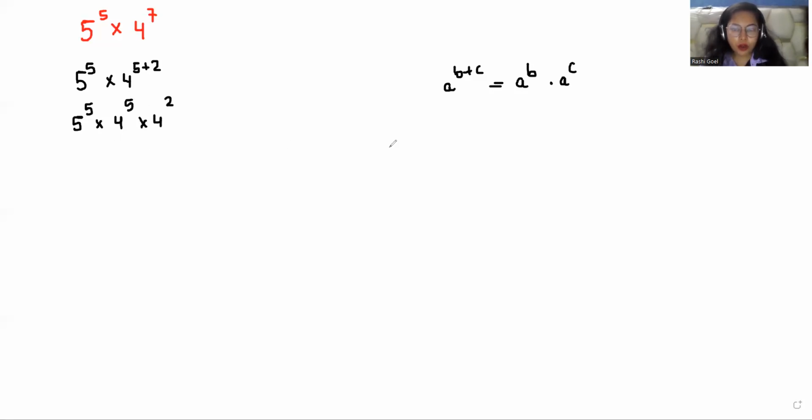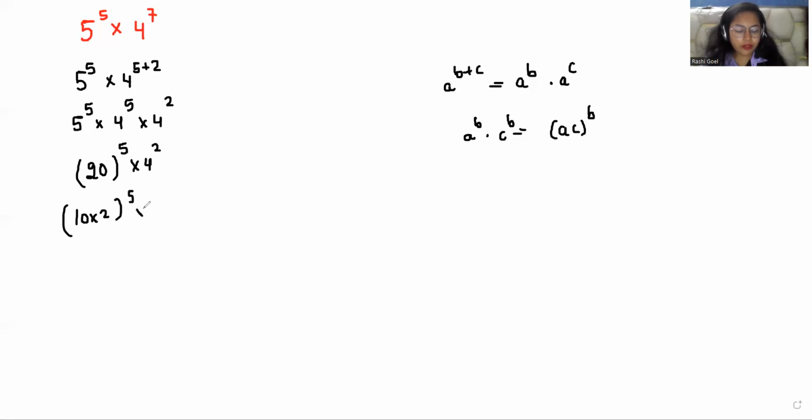Now, according to the rule of exponents, a^b times c^b is (ac)^b. So we can write 5 times 4, which is 20, whole power 5, times 4^2. 20 we can break as 10 times 2, whole power 5, and 4 we can break as 2 squared.